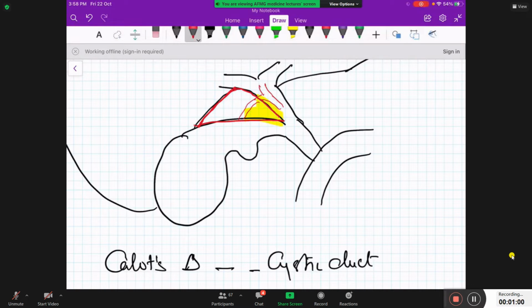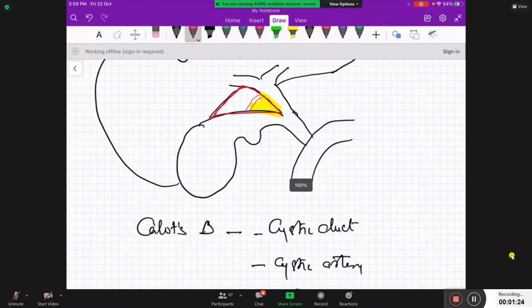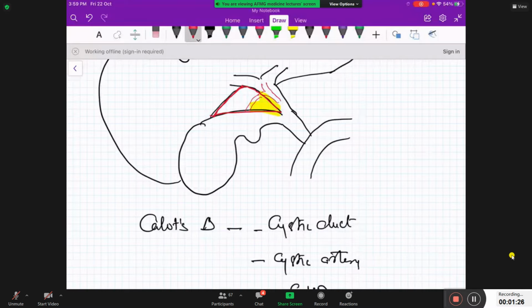And this right hepatic artery usually goes behind the common hepatic duct. Behind the common hepatic duct it gives this cystic artery. You are seeing it here that behind the common hepatic duct, the right hepatic artery is giving a branch called cystic artery, right? Now, if you look at this image carefully, you will find that there are two triangles there.